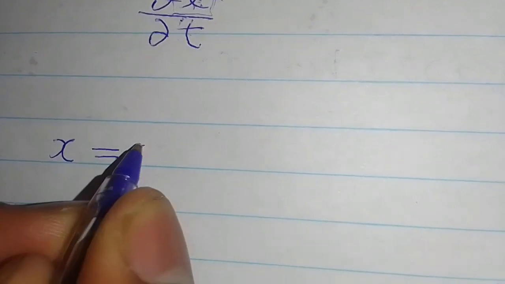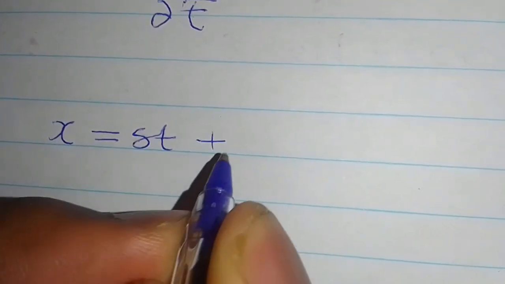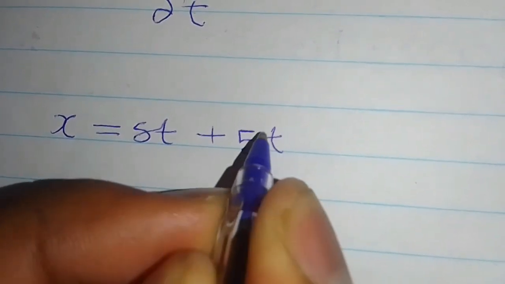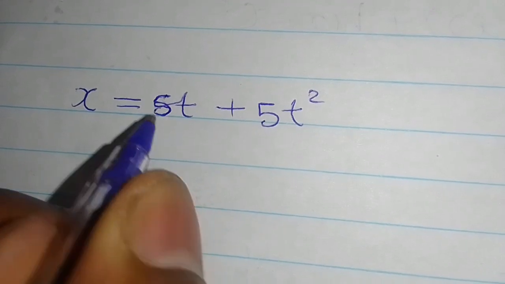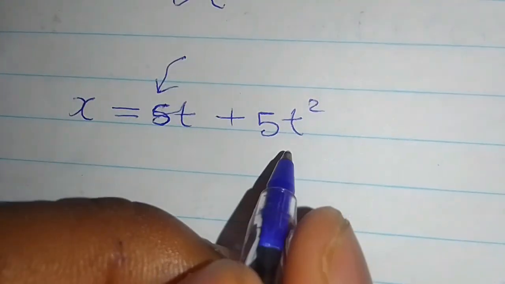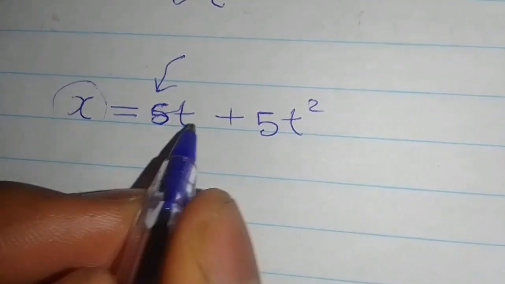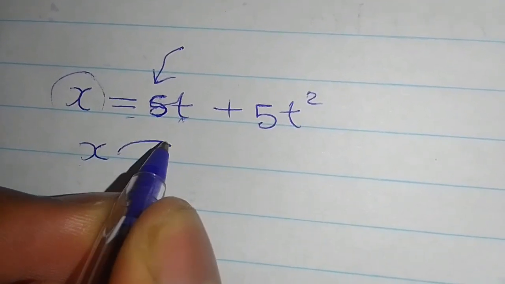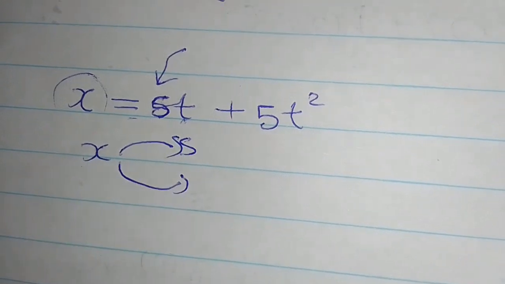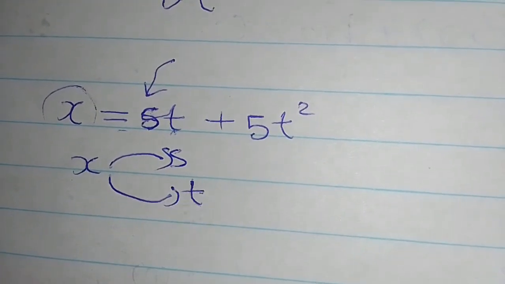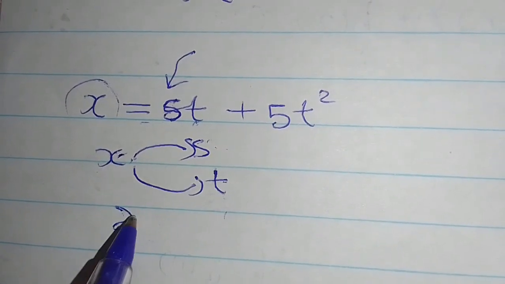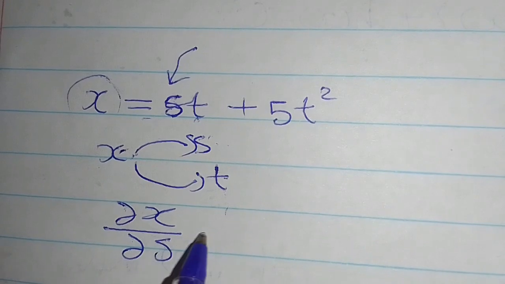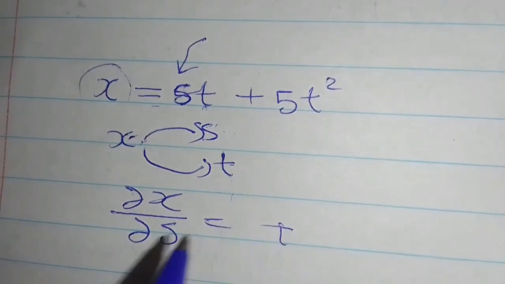But for partial, let's see. Let me just give an example. Let's say x equals st plus 5t squared. Suppose that s is also some function of time. Notice that x will now depend on these two values. X will depend on s, and it will also depend on t. That means that x is a function of two variables in this case. So you can take a partial derivative of that with respect to, maybe, s.